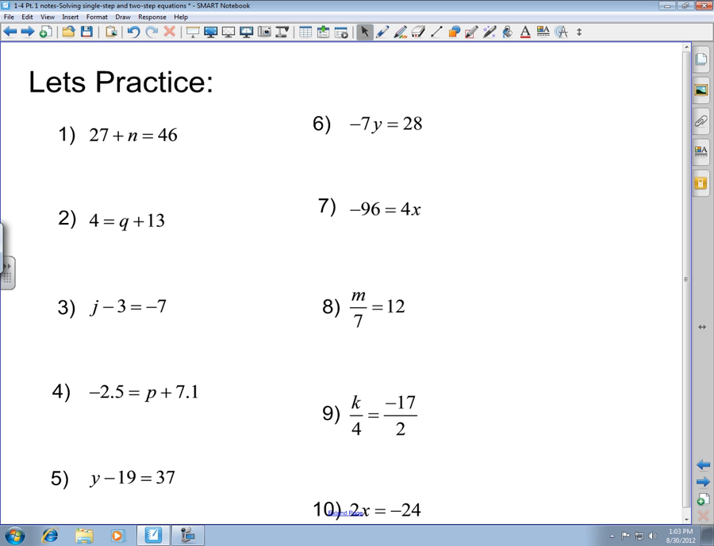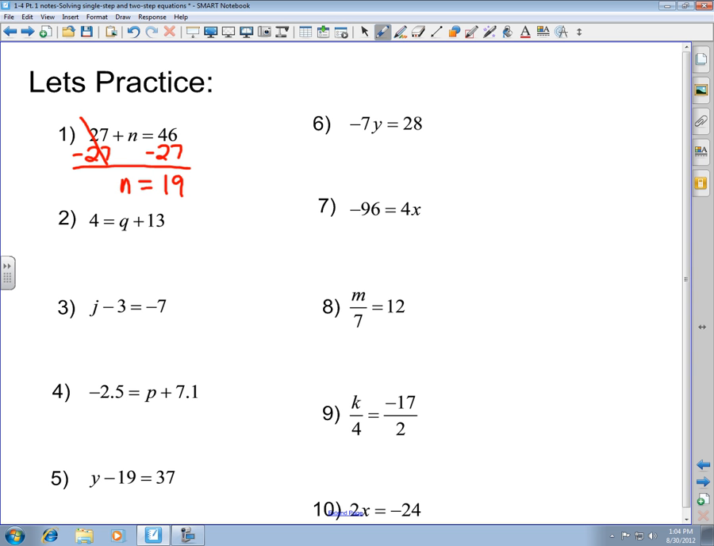I've got 27 plus n equals 46. So whenever I have a one-step or two-step equation, I always ask myself the same question. How do I get the variable alone? So the way I figure that out is I say to myself, okay, 27 plus n is 46. So what is the relationship between 27 and n? The relationship between 27 and n is that they are being added. So to undo addition, we subtract. So negative 27 to both sides. Those cancel. n equals 19.